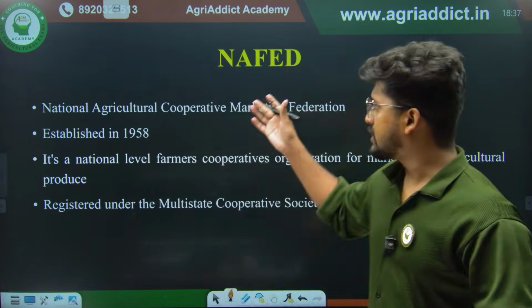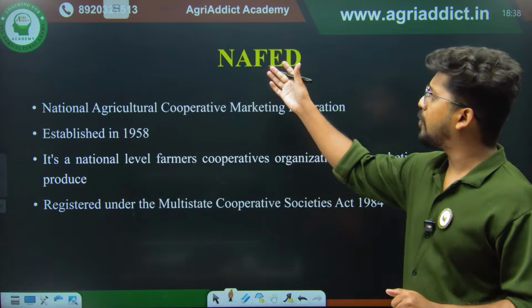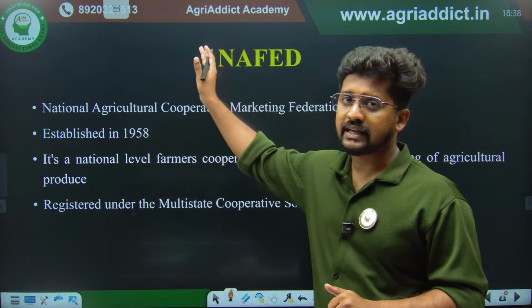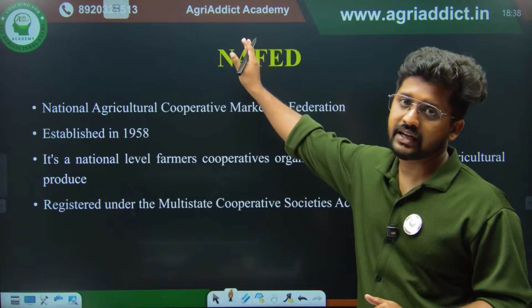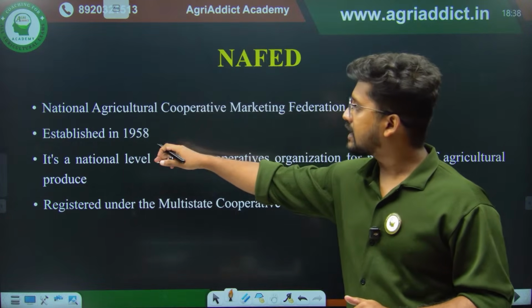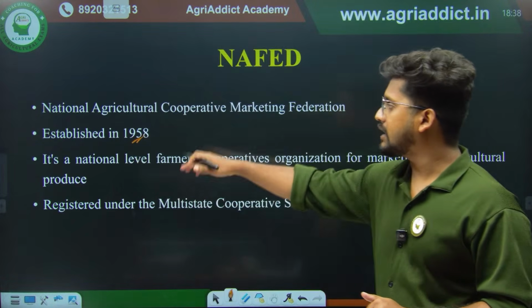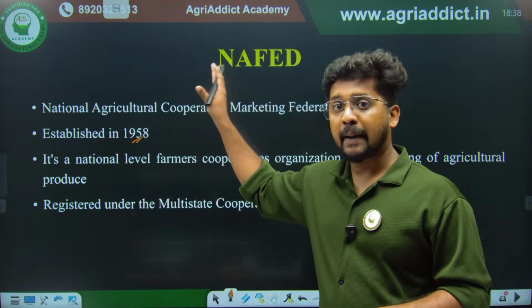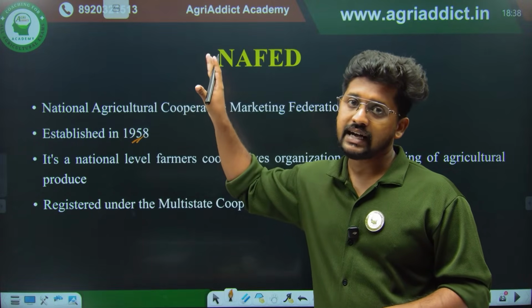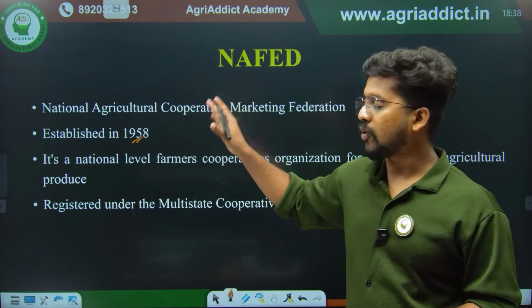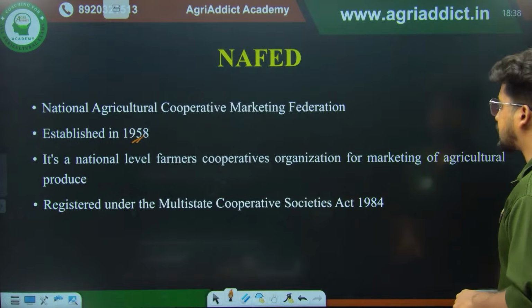This is how you have to study all the institutes, which we are going to see. First one is NAFED, National Agricultural Cooperative Marketing Federation. You will not see the cooperative agricultural marketing in the short form, right? Also the year of establishment, 1958. Also remember that this is the apex cooperative marketing agency in the case of agricultural marketing.